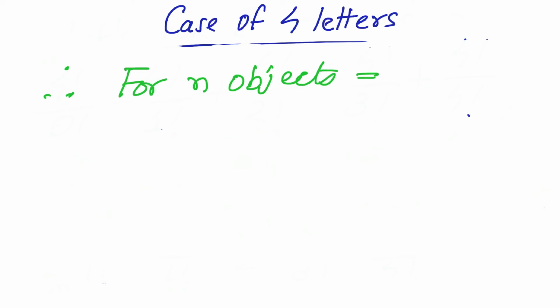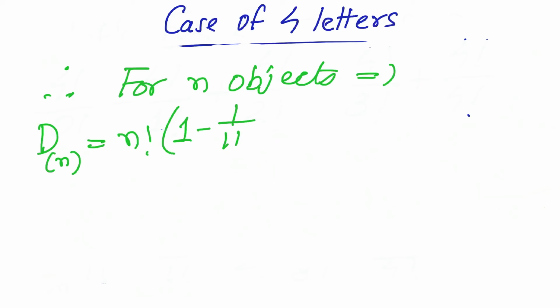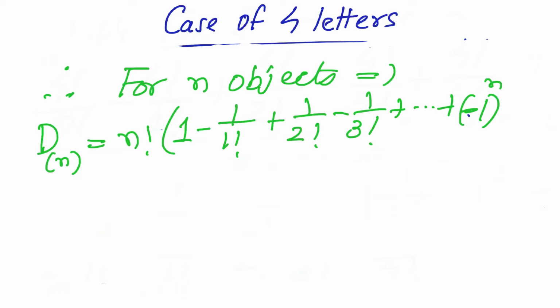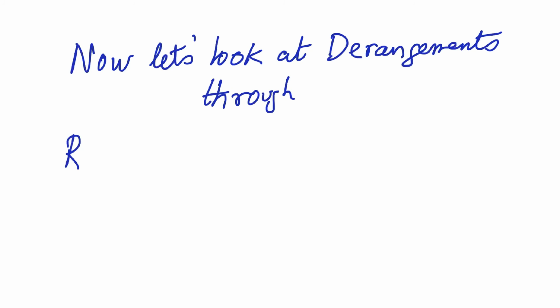What about n objects? So we are looking at deriving the general formula, so Dn is equal to n factorial times the whole of 1 minus 1 by 1 factorial plus 1 by 2 factorial minus 1 by 3 factorial going all the way up to plus minus 1 raised to n times 1 by n factorial. So that's the general equation for derangement of n objects.